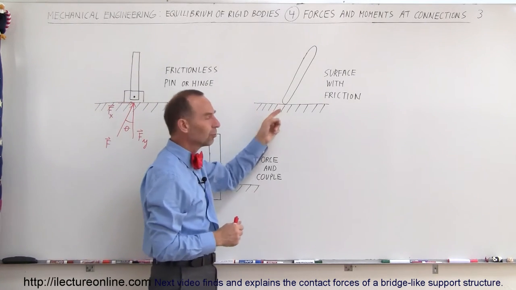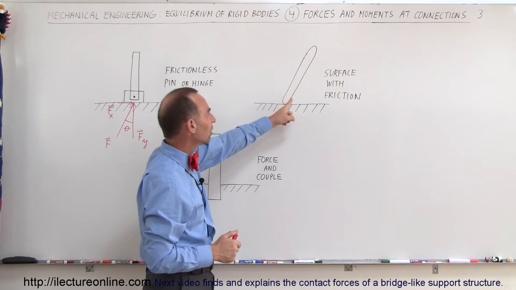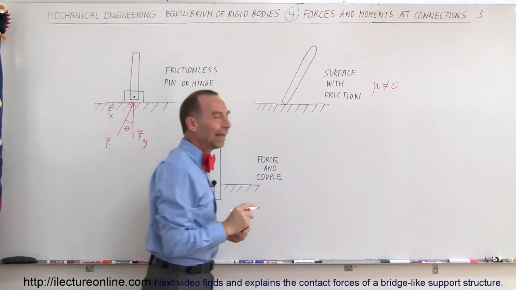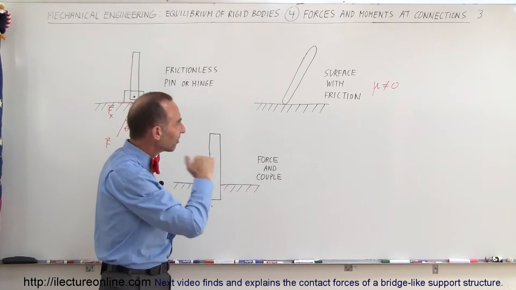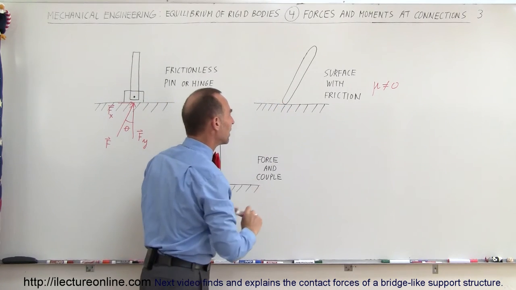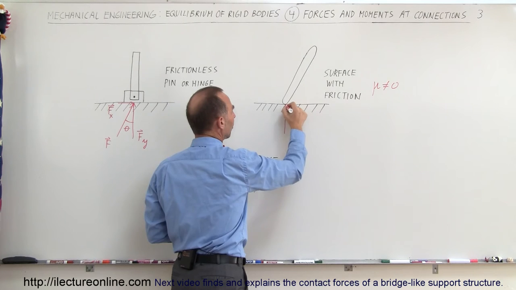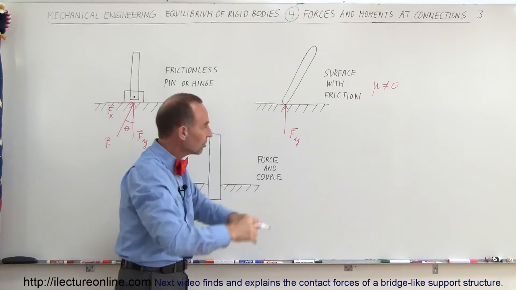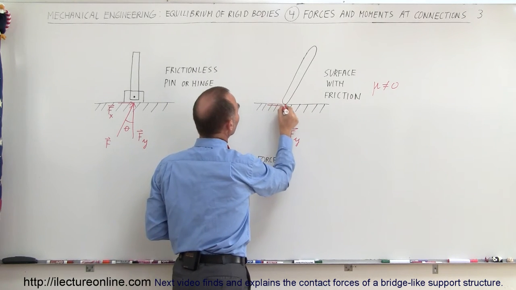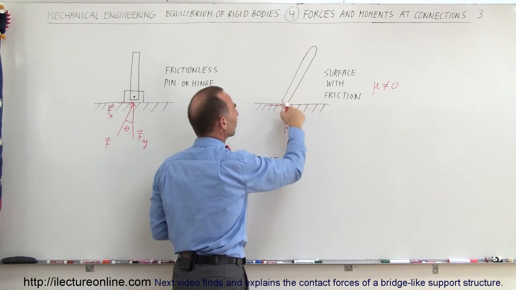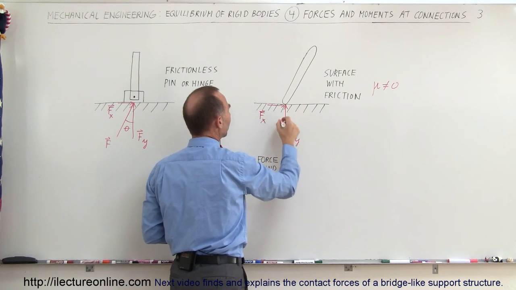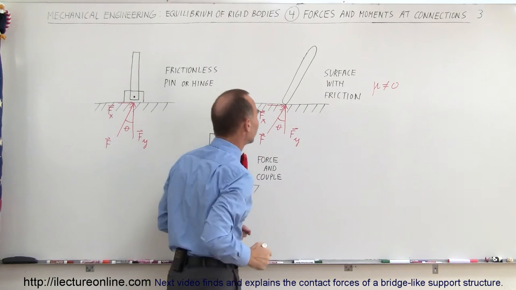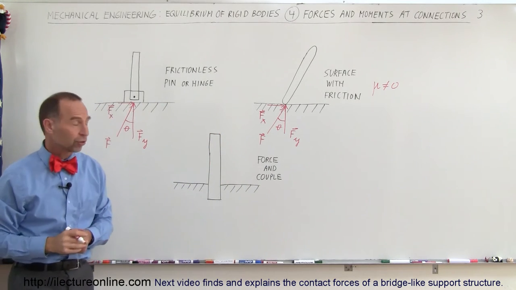Likewise, when we have a support right here, there's no pin connection at all, but there is friction here, so mu is not equal to zero. So there's friction, and that friction then will also provide a sideways force acting on the contact point right here. So we still have the weight-bearing component, so we'll have a force in the y direction compensating for the weight or the object pushing down on the floor, and then we'll have a sideways component to compensate for the friction between the object and the floor. So we have an x component, we have a y component, so therefore we have a resultant, and that resultant will then make an angle, let's call it theta, between the vertical and the direction of the force.